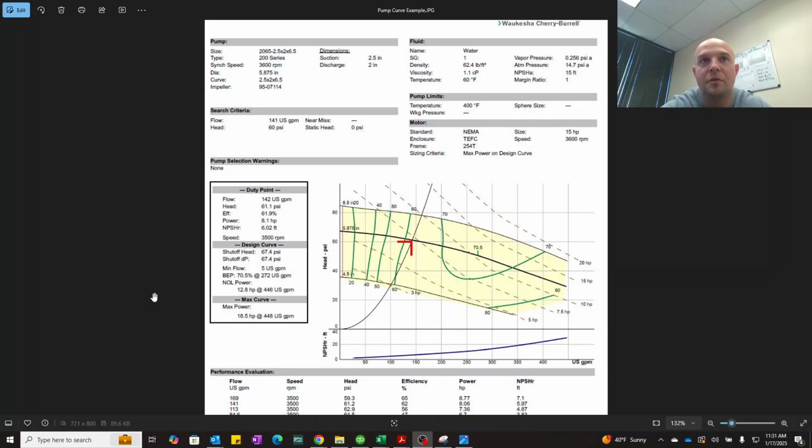It won't be super in depth or super technical, but we'll show you some of the things that we look for when we are reviewing these centrifugal pump curves. Okay, so first let's look at the search criteria, right? For this application, this customer wanted 141 gallons a minute at about a 60 psi discharge head.